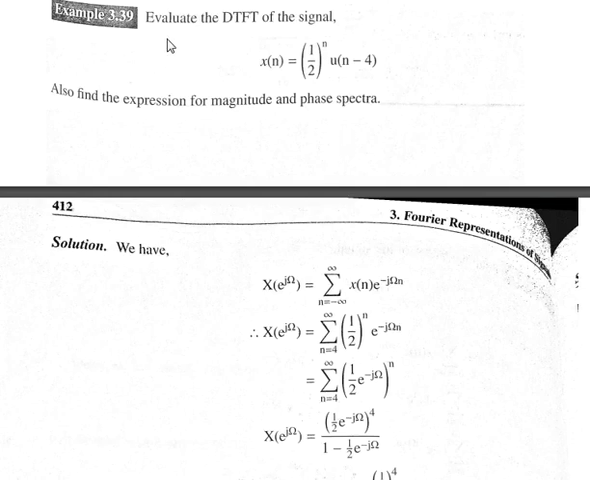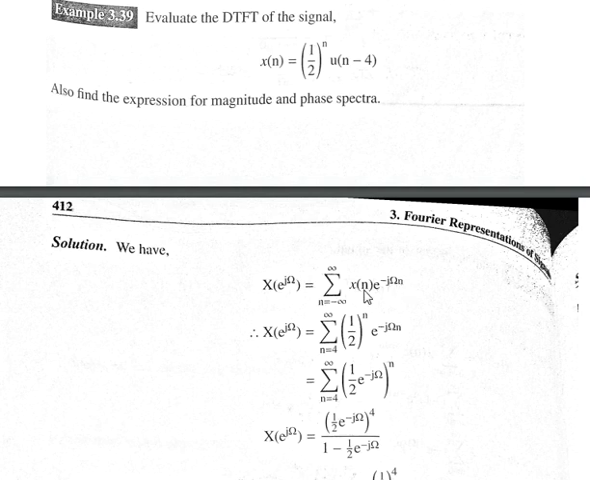Let's see another problem on DTFT, wherein x of n is equal to (1/2) raised to n into u of n minus 4. By considering the analysis formula, we write X of e raised to j omega as summation n from minus infinity to plus infinity x of n e raised to minus j omega n.